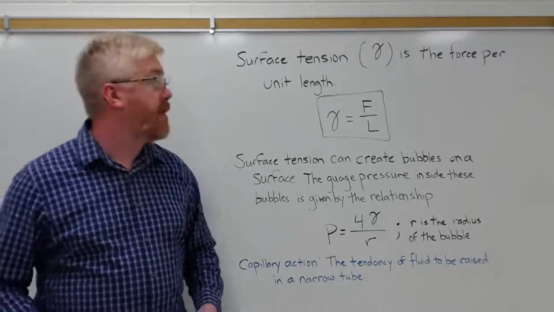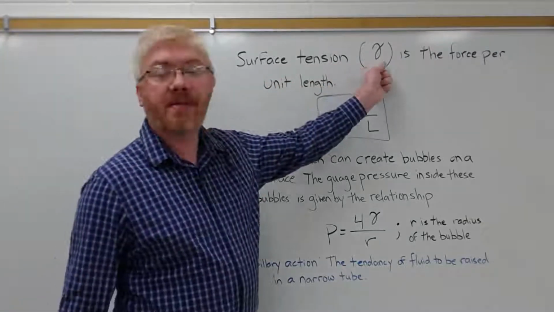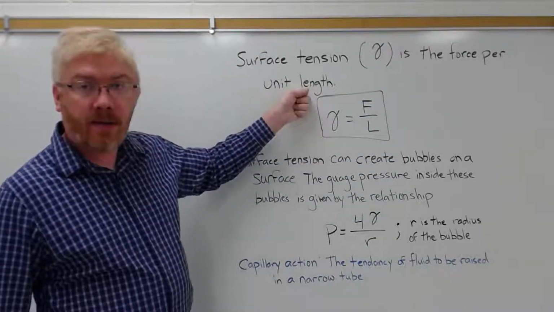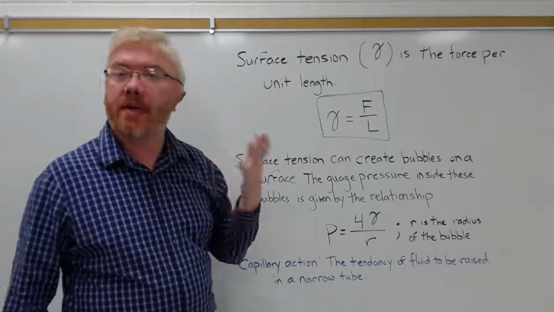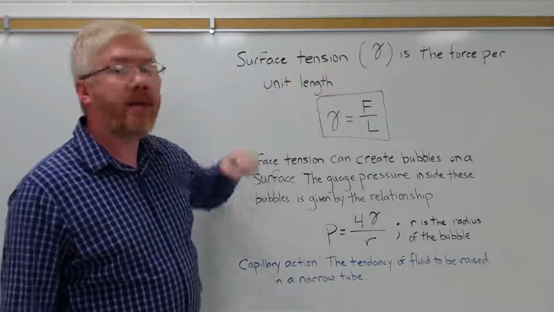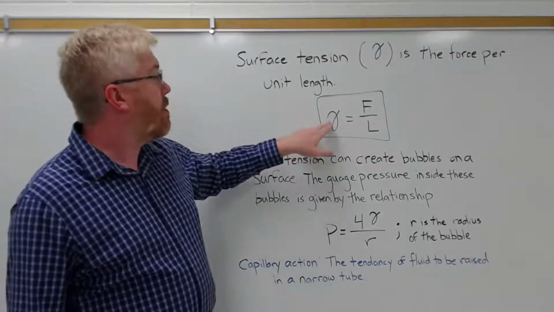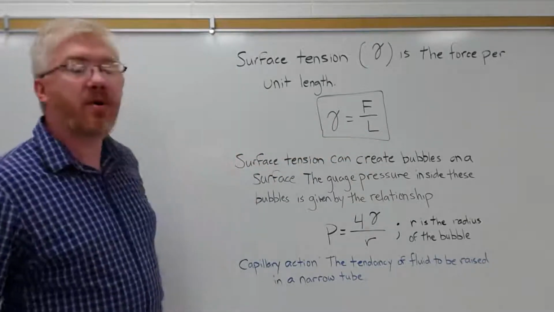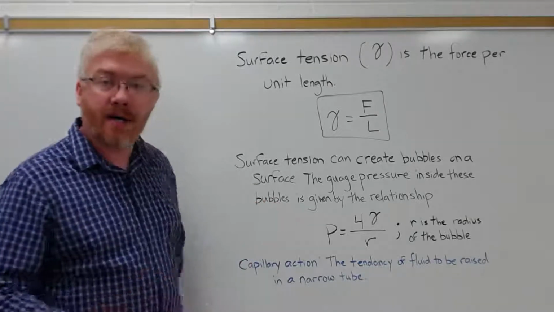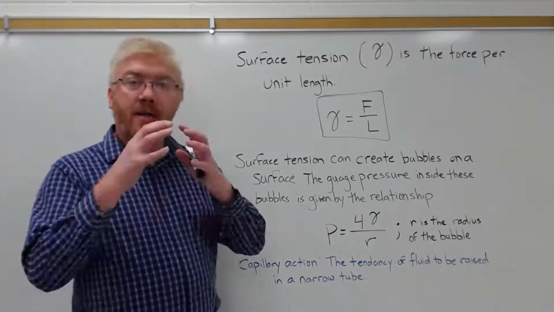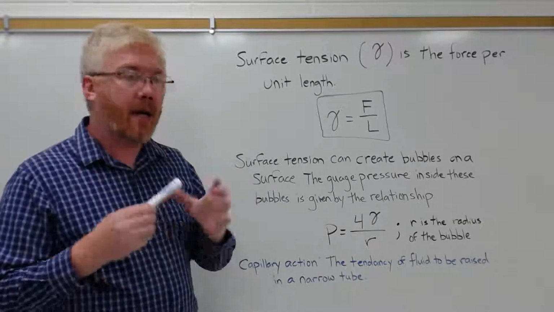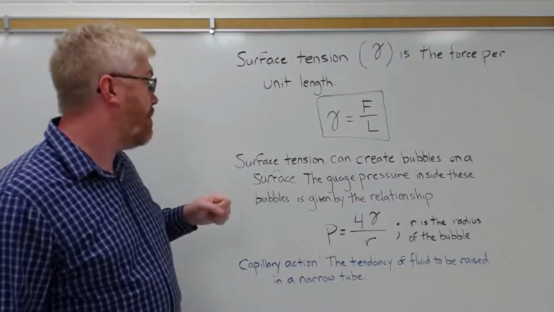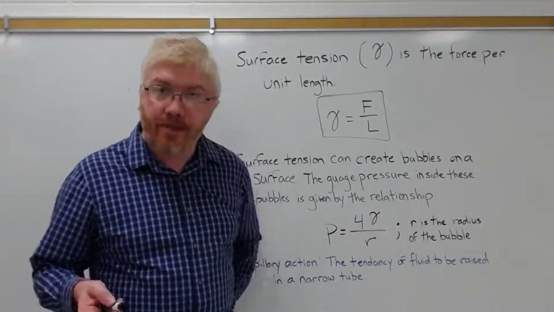Looking more closely at surface tension, which is represented in your book by a lowercase gamma, it is the force per unit length provided by the cohesive forces creating the surface tension at the top of a fluid. So surface tension is force per unit length. Now surface tension, your book goes on to describe, can create bubbles on a surface. It's the surface tension, those cohesive forces trying to pull together, trapping air inside and creating a bubble.